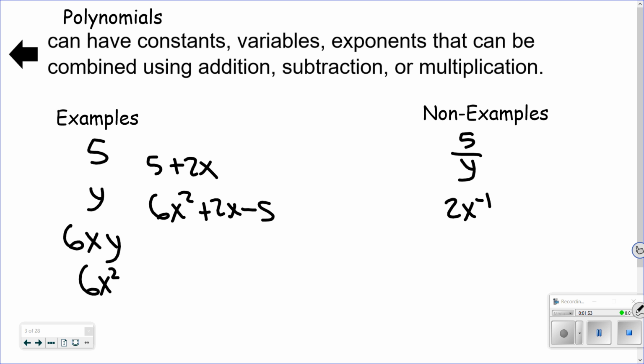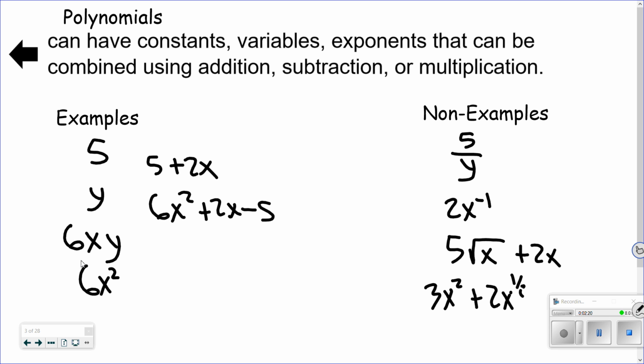That means no negative exponents, like 2x to the negative 1. If you remember from when we talked about exponents, you can move that to the bottom of the fraction. So we don't allow negative exponents. No radicals, like 5 square root of x plus 2x. Because of that square root of x, that would not be considered a polynomial. No fraction exponents. So, for example, 3x squared plus 2x to the 1/2. That would not be considered a polynomial because of that 1/2 power.